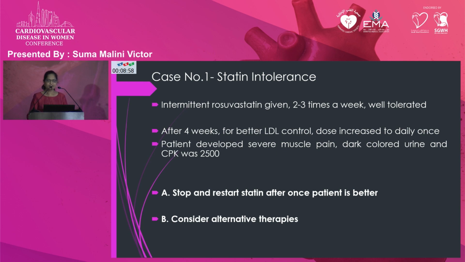So you decided to increase the dose. Anyway, now she's tolerating a statin well. After all, statin intolerance is largely contributed to an immunological reaction. Sometimes they just disappear. So you increase the dose and make it to daily once, maybe 20 milligrams, let's say. So after a couple of weeks, patient again comes back to you with severe muscle pain, dark colored urine, and this time her CPK is elevated to 2,500.